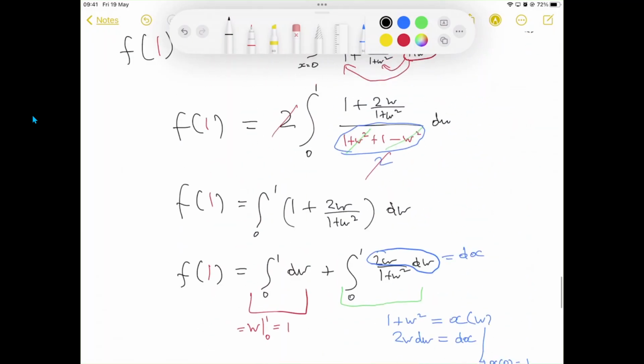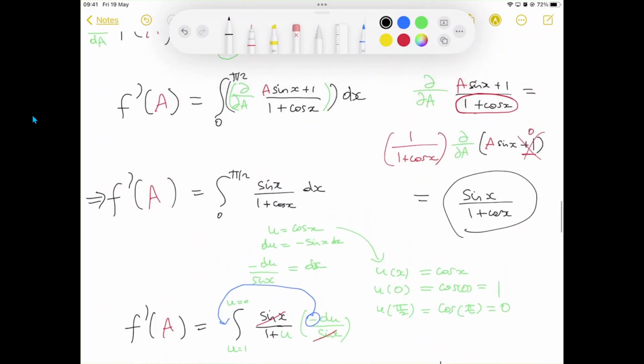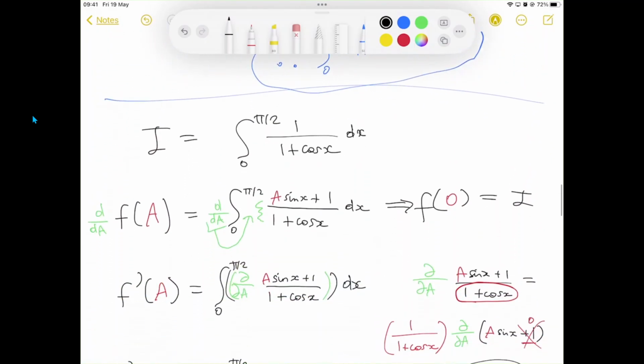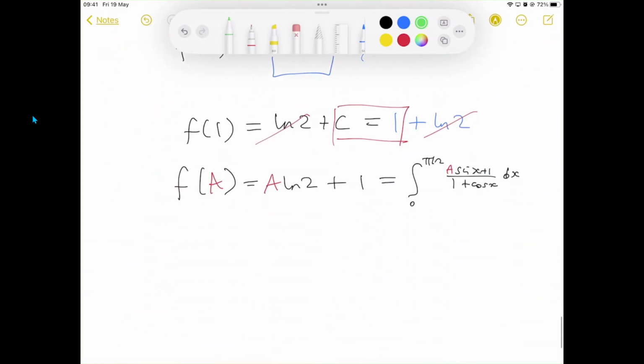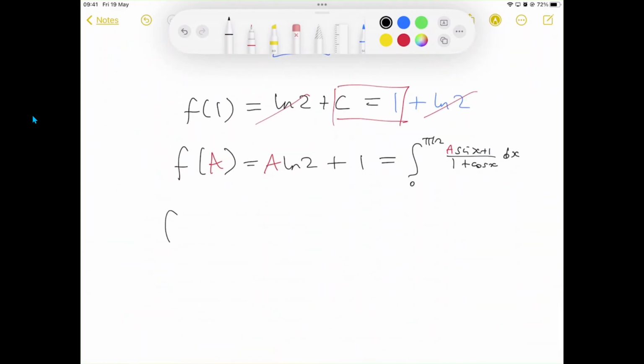Now, finally, what was our original integral actually equal to? Well, here I've clearly written, if you need to zoom into the screen, f of 0 is equal to I, not equal to 1, it's equal to I, which is our original integral. So all we need to do is sub in a equals 0. So I, our original integral, is equal to f of 0, which is equal to 0 lots of ln 2, of course plus 1, which is equal to 1.